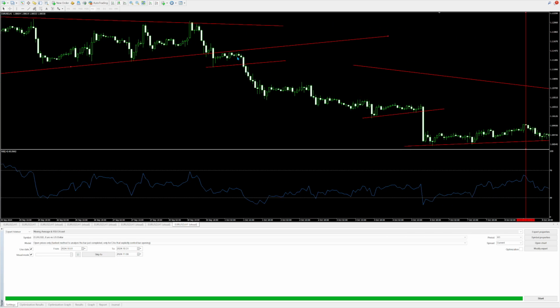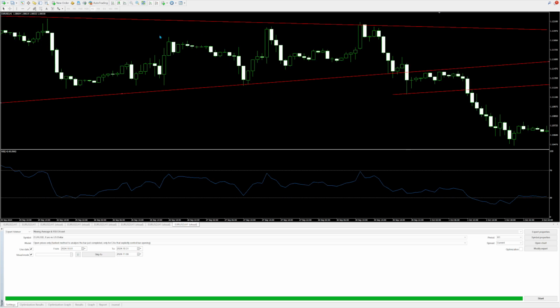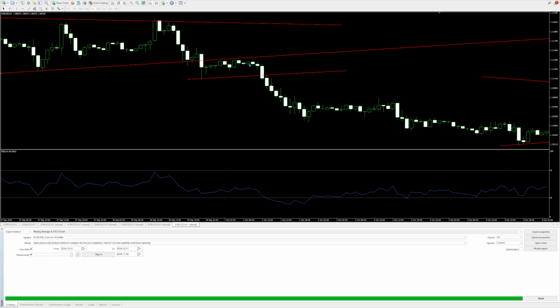For example, 3 inside down pattern there. You have a bullish candle. Just zoom in a bit more. Bullish candle, followed by a bearish candle, which is at least 50% of the bullish candle's body, followed by another bearish candle, which breaks below the low of the bullish candle there. Okay. It's a bearish signal, as you can see, big breakout down there.